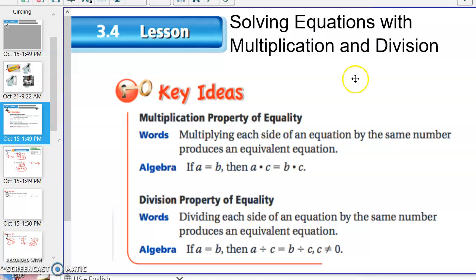So, like we talked about earlier this week, we can solve equations by undoing addition and subtraction because they are inverse operations of each other. But just like addition and subtraction are inverse operations, so are multiplication and division.